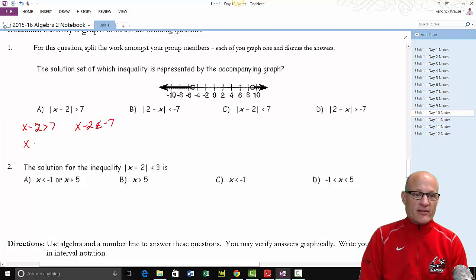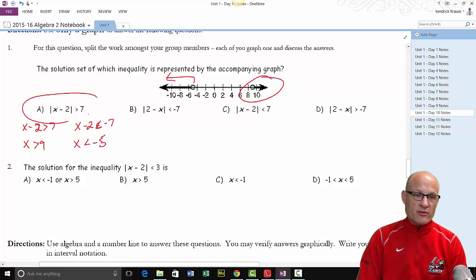This gives me x is greater than 9. Hey, it looks like this. And this gives me, adding 2, x is less than negative 5. And there's negative 5 going that way. So this is your right answer.